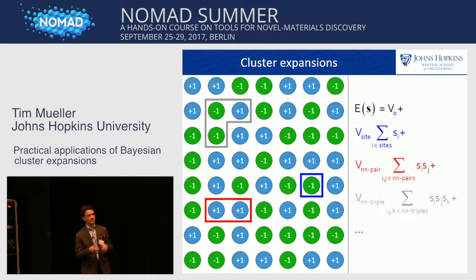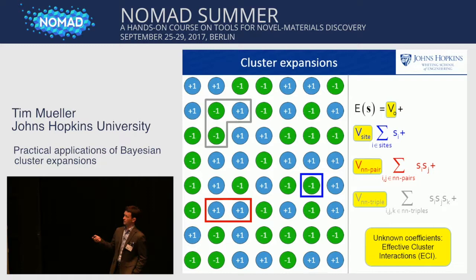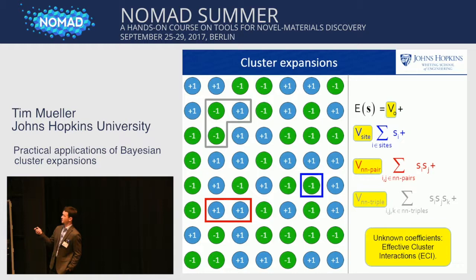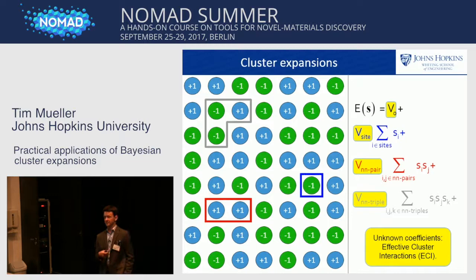And so what we have now is a linear equation where we have these unknown coefficients that we need to determine. So when we're fitting a cluster expansion, we're trying to figure out what these effective cluster interactions are. Once we have that, we have some way to calculate, say, the energy of a material very rapidly, because this is the sort of equation that computers do really well: multiplying a lot of plus ones and minus ones times constants and adding them all together is very fast on a processor. Okay, so how do we get these unknown coefficients?